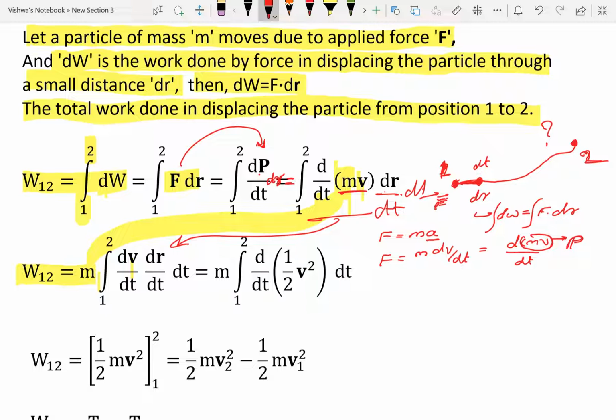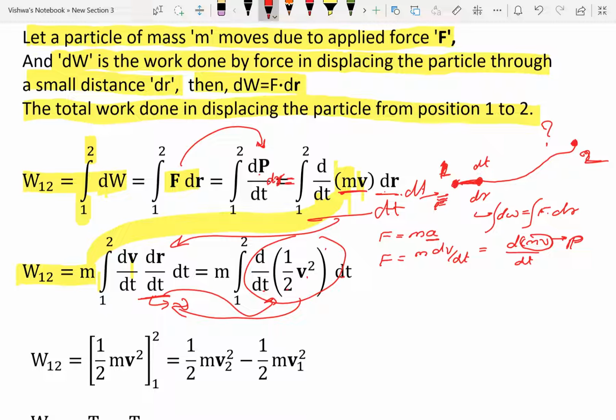Then what is dr by dt? dr by dt is velocity v. So then this can be written as d by dt of 1 by 2 mv square into dt. Here some complication is there, we just have to reform it into this form. When you differentiate this term, you will get the previous one. So that is a multiple of 1 by 2.